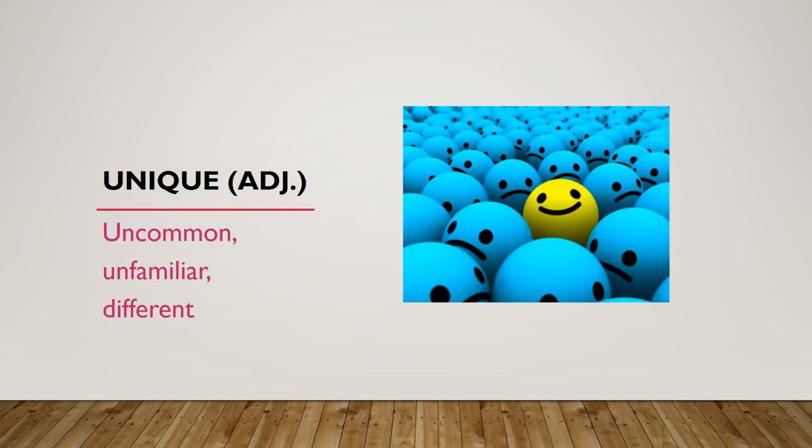Unique. Unique is an adjective which means uncommon, unfamiliar, and different. For example, this smiley face, the yellow one, is unique in the picture. Why? Because it's different from the rest. The rest are blue and it's yellow. The rest are sad and it's smiling. So it's unique, uncommon, unfamiliar, and different.